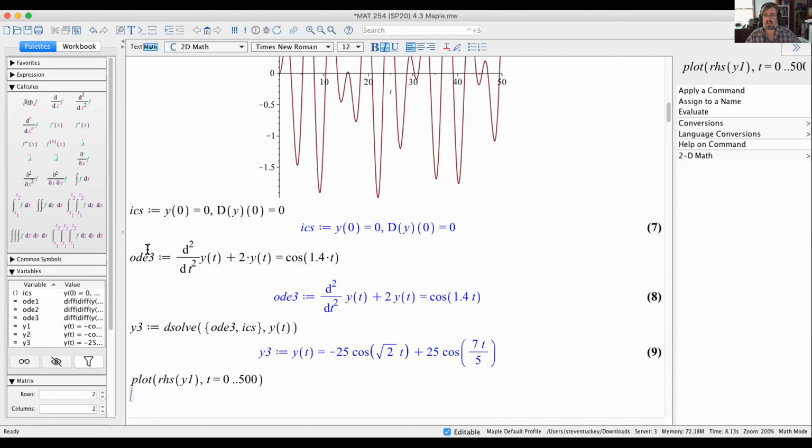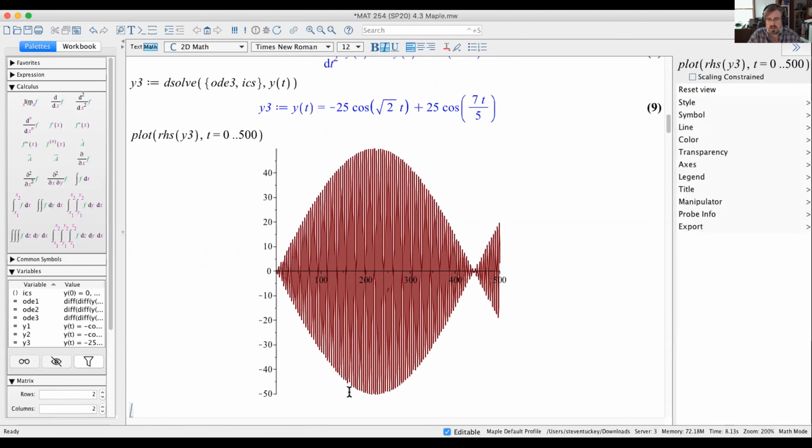Notice we now have a cosine and a cosine, different frequencies in there, right? Different arguments. And so if I want to plot Y3 from 0 to 500, I get a very different picture. When I get close to the square root of 2, I start to see something happening.